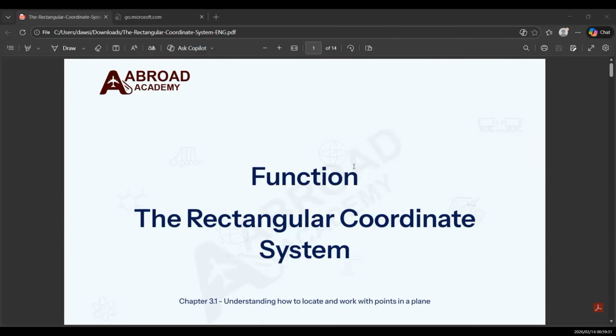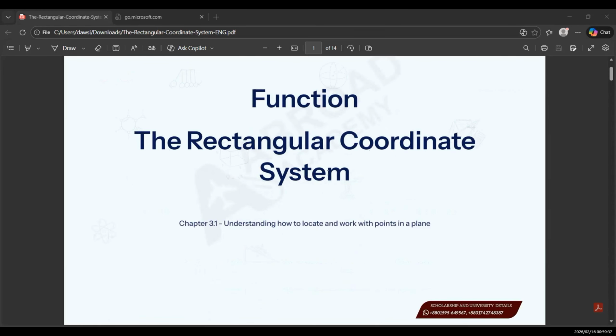Hello, my dear students. Today we'll discuss rectangular coordinate systems. So today we'll discuss understanding how to locate and work with points in a plane. Okay, so let's start our class.